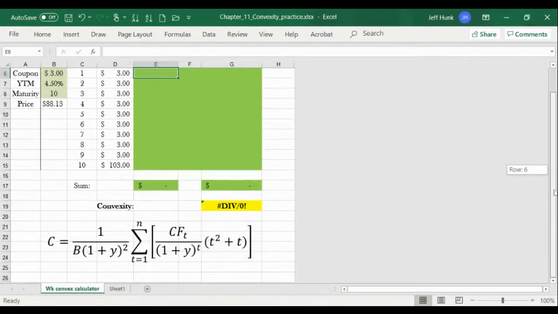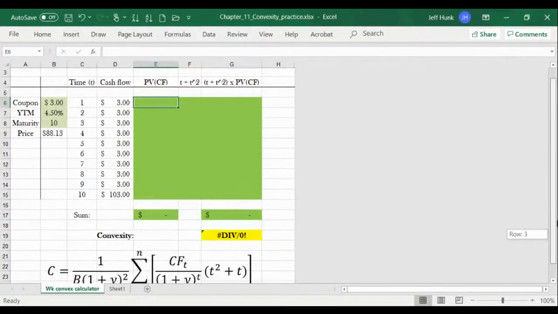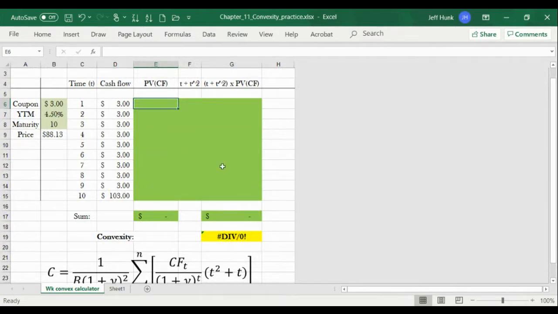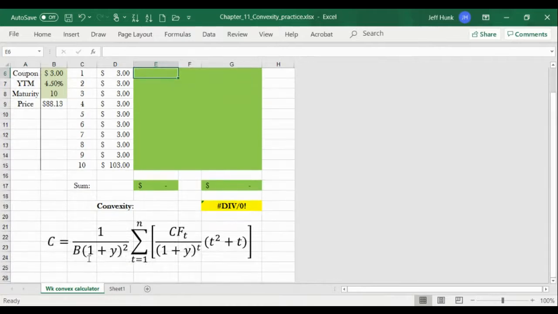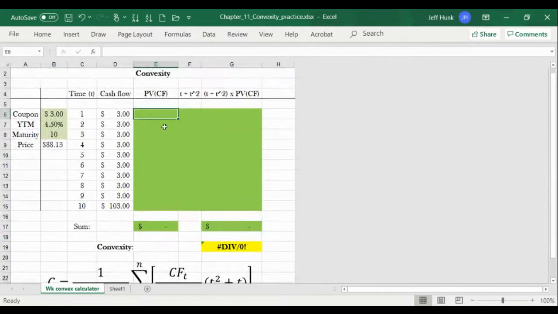Now, to use this formula, we will have to have present value of cash flow, right? So we'll have to find cash flow, and then we'll have to discount it. Present value is already discounting. And we'll need to find t squared plus t, and then the product of the two, right? And then divided by 1 plus y squared, right?